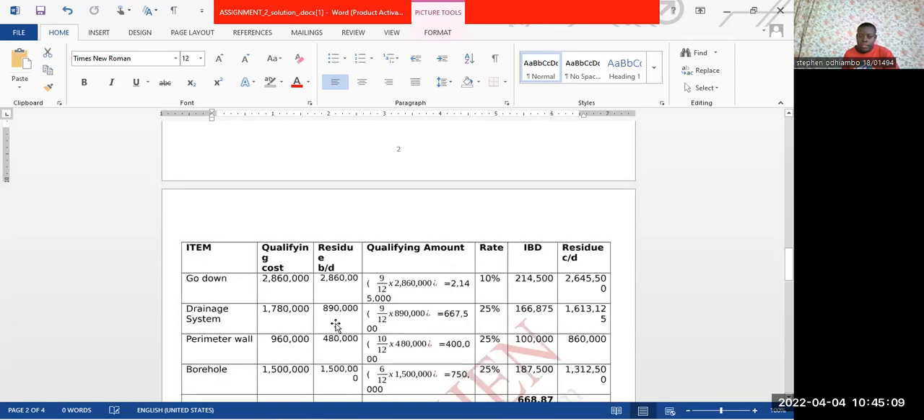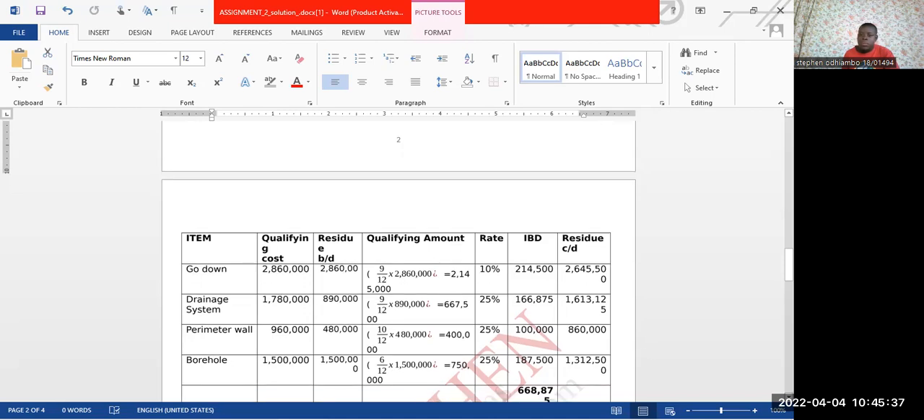You take the perimeter wall, 960,000, that is the qualifying amount. Then the residue is 480,000, because if you take half of it, that is the residue. Then you take 10 over 12 times 480,000, and you are going to get 400,000. That is all to do with industrial building deduction. Borehole, the same, you just follow the same procedure.